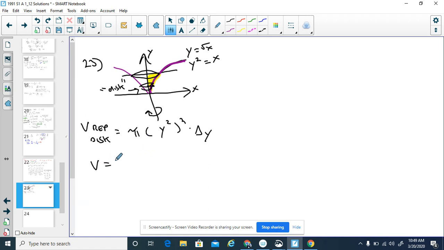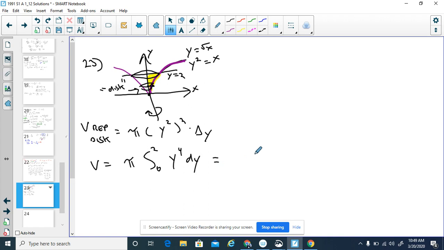So volume equals, I would pull the pi out of the integral from, you're starting at 0 and you're ending at this value, which was y equaled 2, right? So from 0 to 2, and y squared is y to the 4th, so spruce it, and that's it.